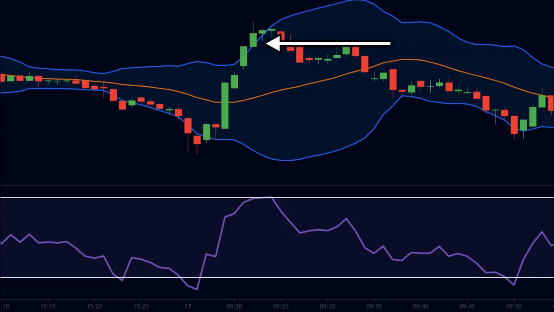Our orders get executed on this candle. We keep our stop loss above the upper band. We exit on this candle as the price reaches the central Bollinger Band. As you can see, we made 2 good trades within a matter of 25 minutes or so.